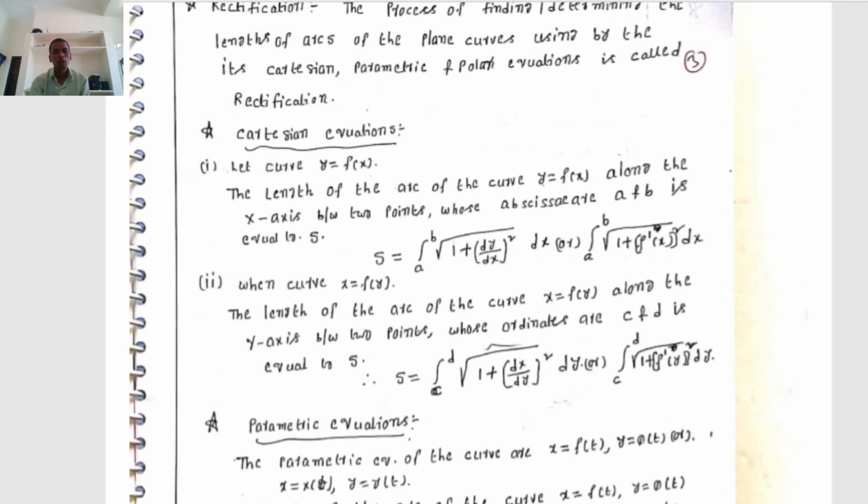Where the Cartesian forms of the equation are y equals f of x or x equals f of y. For y equals f of x, along the x axis, the x limits are a and b.